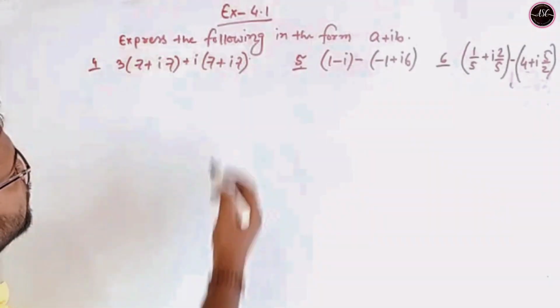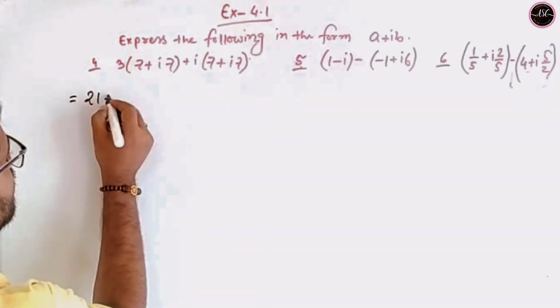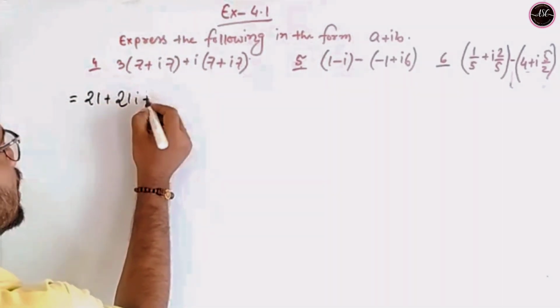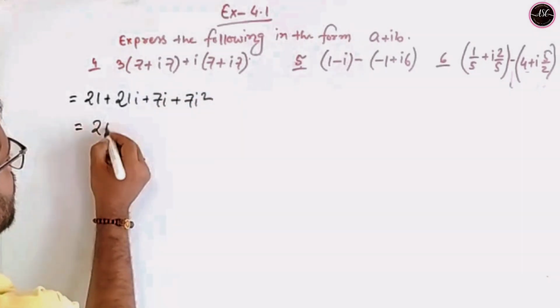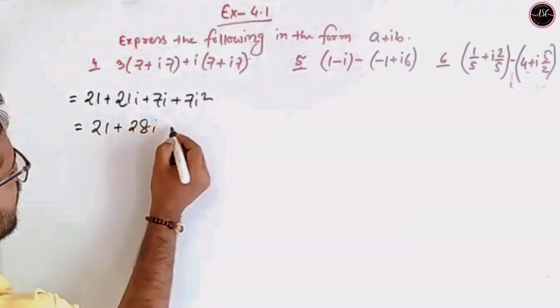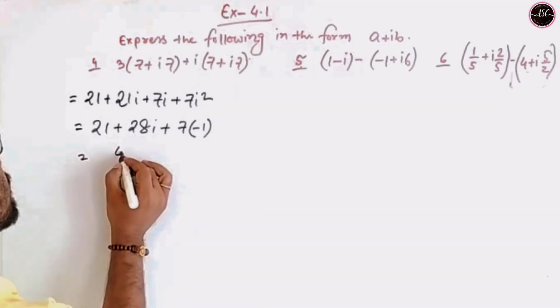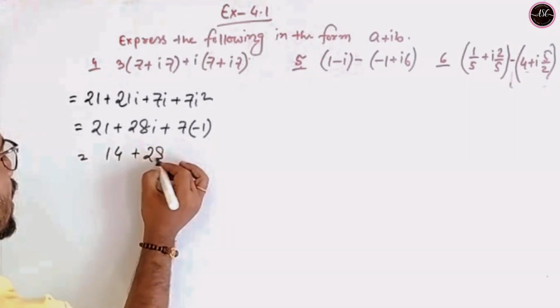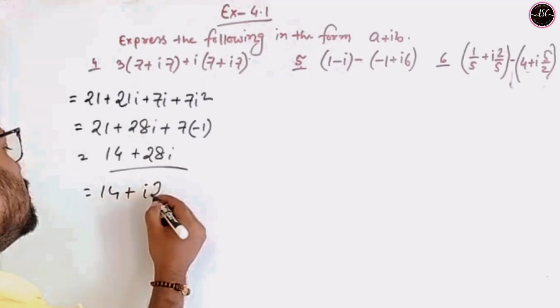Then look at this question. Express the following in the form a plus ib. So just simplify this. 21 plus 21i plus 7i plus 7i square. So we have 21 plus 28i plus 7 dot minus 1. So here 14 plus 28i. This is the form of a plus ib, and this can be written as 14 plus i of 28.